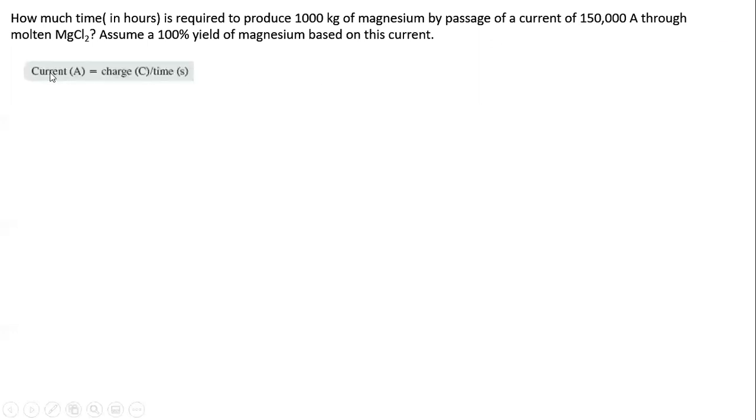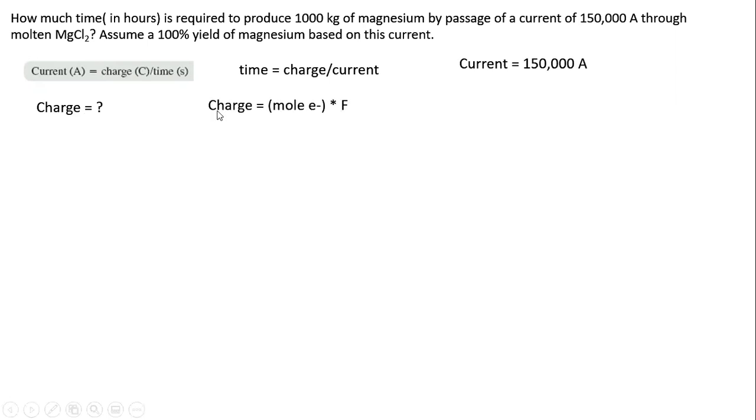Again, we know that current is equal to charge over time. Since we're looking for time, we need to know the charge and the current. Charge is in coulombs, current is in coulombs per second. If we know these two things, we can determine the time it will take to produce 1,000 kilograms of magnesium. The current is given to us, it's 150,000 amps. Now the charge is our unknown. Once we find the charge, we can determine the time.